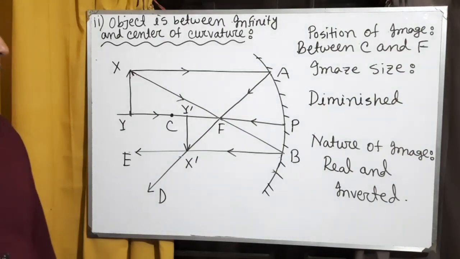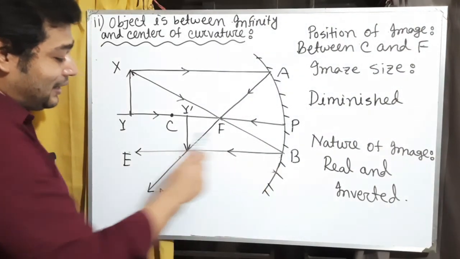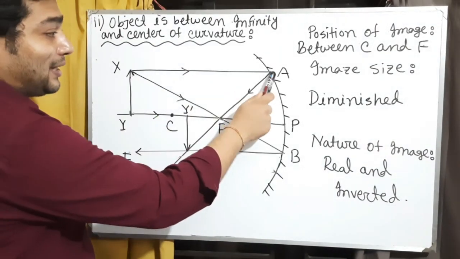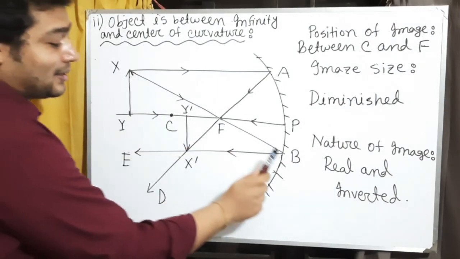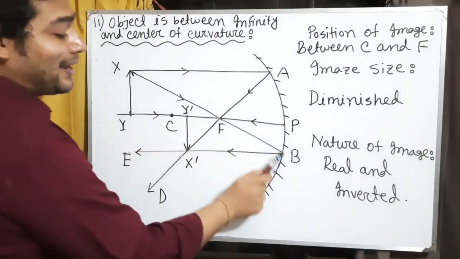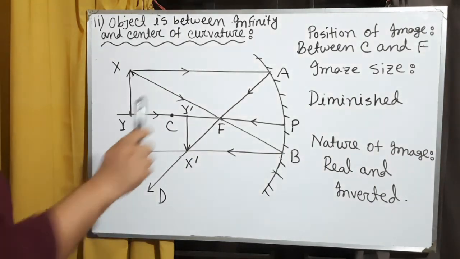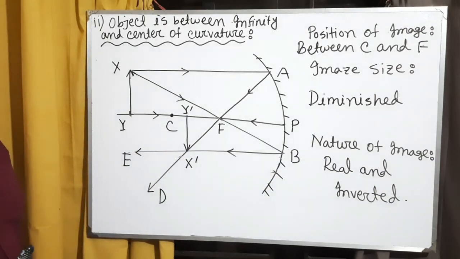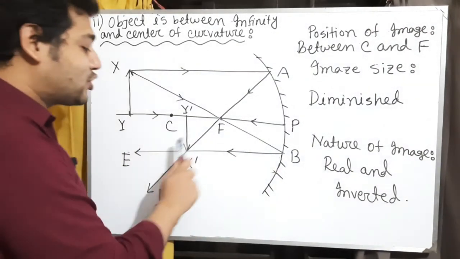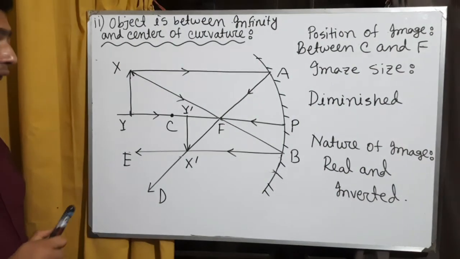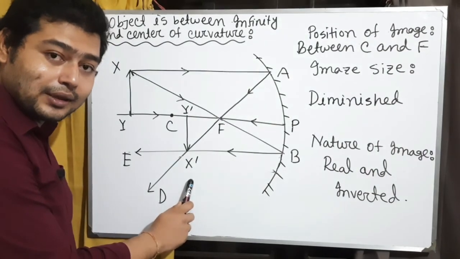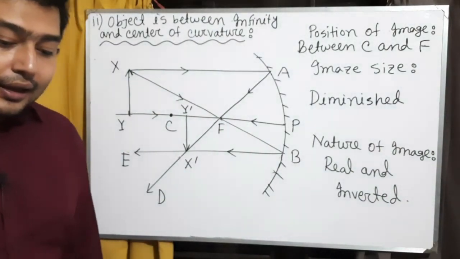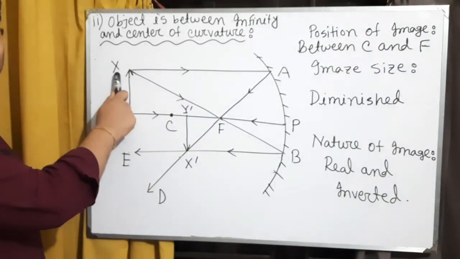Okay, this reflected ray is BE. Now here we have two incident rays. XA is one incident ray and XB is another incident ray, and AD is one reflected ray and BE is another reflected ray. These two reflected rays intersect at point X prime. So X prime will be the real image of X.